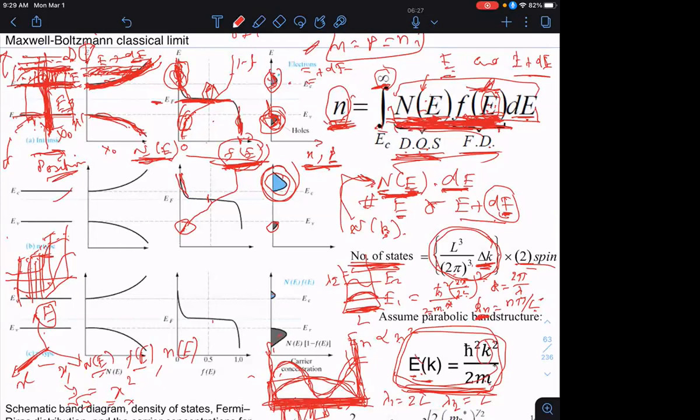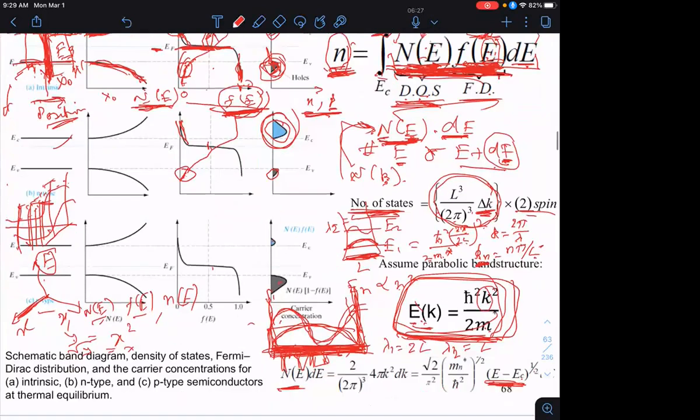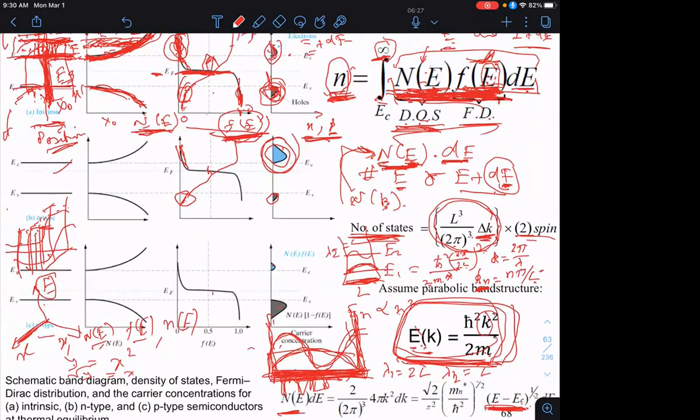The final thing, and this is repeating what I told you from last time: when you do this change of variables from K to energy, you use this band structure, okay? And if you do the math as shown in this appendix, you'll get a density of states which will vary as E minus EC to the power half. So square root of E minus EC. So when E equals EC at the conduction band edge, I get density of states equal to 0.